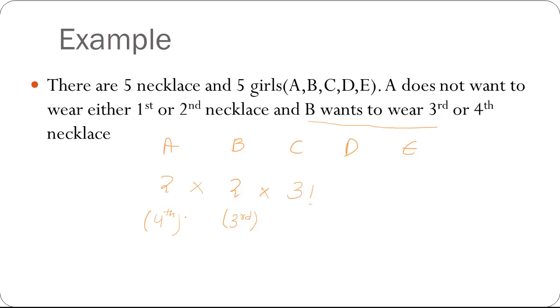Okay. So now the fourth one is gone, the third necklace is gone. So now we have 3 girls, which are C, D and E left, and 3 necklaces, which are the first, second and fifth, left. So 3 necklaces, 3 girls, that can be done in 3 factorial ways. We multiplied them all since there was an and, right? So 3 factorial is 6, 6 times 4 is 24. That's our answer.